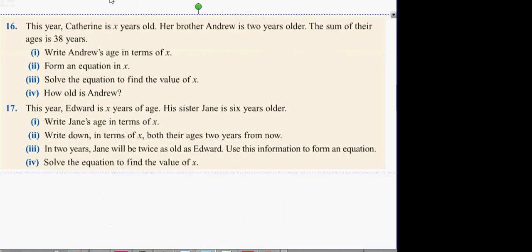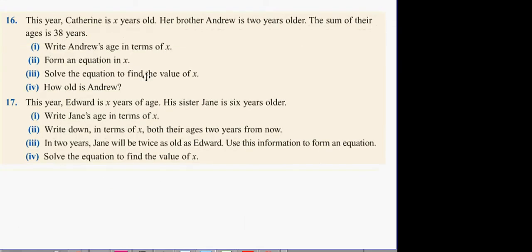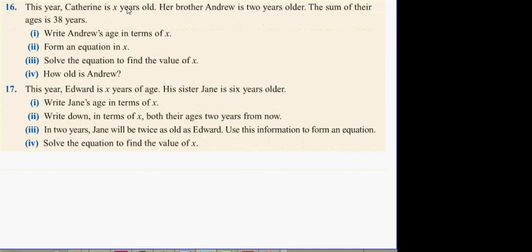Next one. 16. This year Catherine is X years old. Her brother Andrew is 2 years older. The sum of their ages is 38 years old. Okay. Andrew is therefore X plus 2. Write Andrew's age in terms of X. X plus 2.